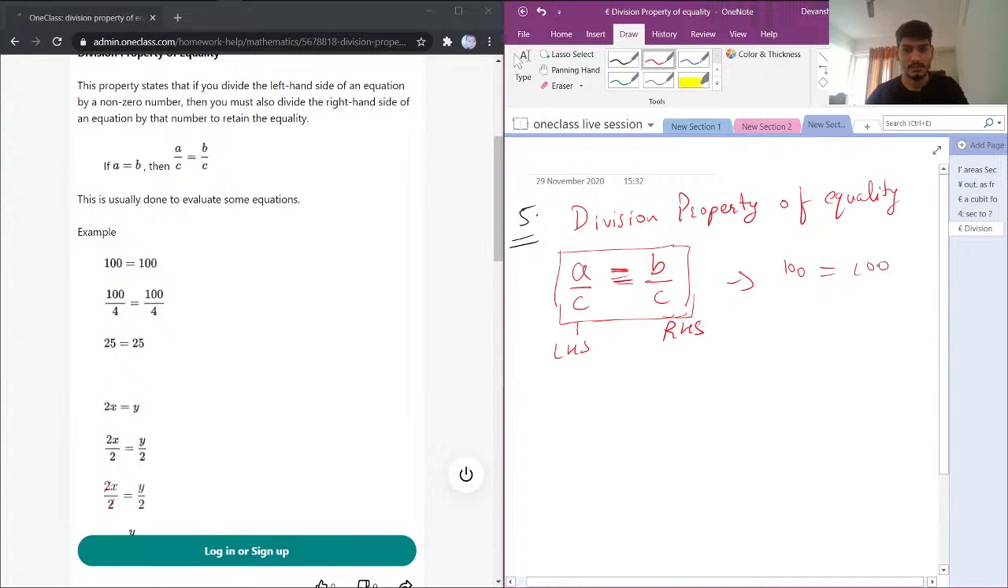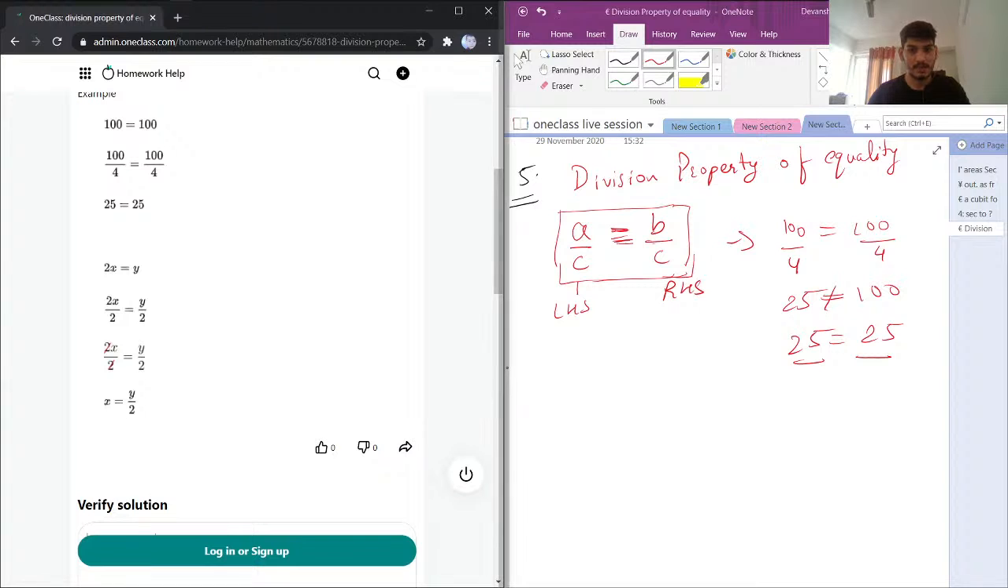So 100 is equal to 100. I cannot just do 100 by 4, which will be 25. 25 is not equal to 100. So to maintain the equality condition, I have to divide the RHS also with the same number. Then only I will get the same value on both the sides.